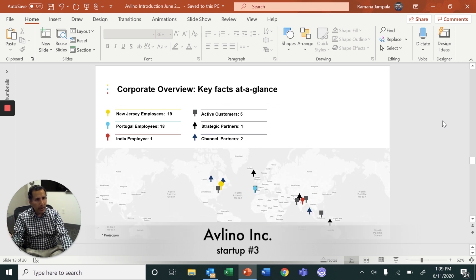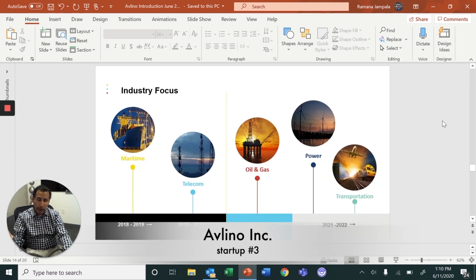The company, from an introduction perspective, is a 45 strong team, 80 to 90% of them have a master's or a PhD in computer science or quantitative sciences. More than half of them are based in New Jersey, and less than half of the team is in Porto, Portugal. Verticals we focus on include marine terminals, telecommunications, oil and gas, and very soon we'll be entering into the infrastructure and transportation verticals as well.